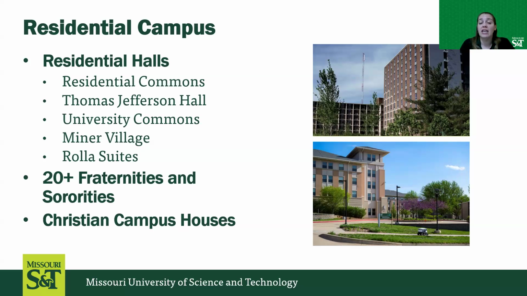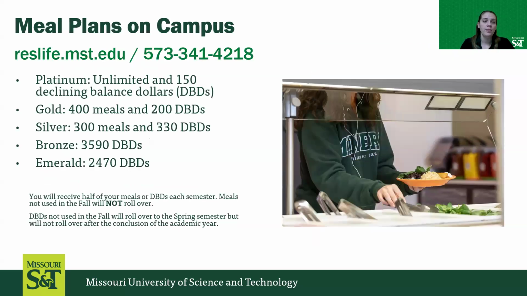Then we have the Christian campus houses that are also considered university approved housing. Those are typically the residential hall houses. Students can look at living off campus if they meet several guidelines, which are listed on our residential life website. Incoming freshmen and transfers, if they don't meet those, do need to fill out an exemption form.